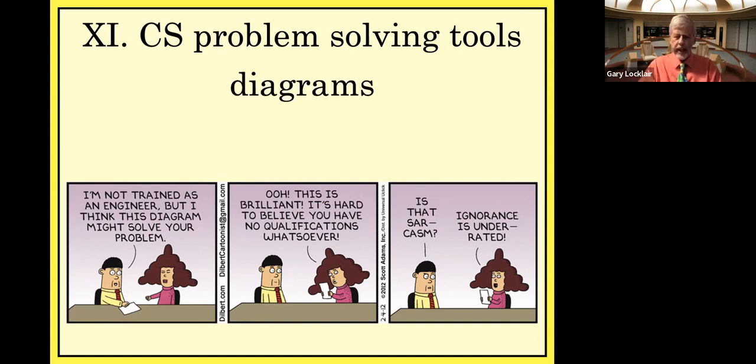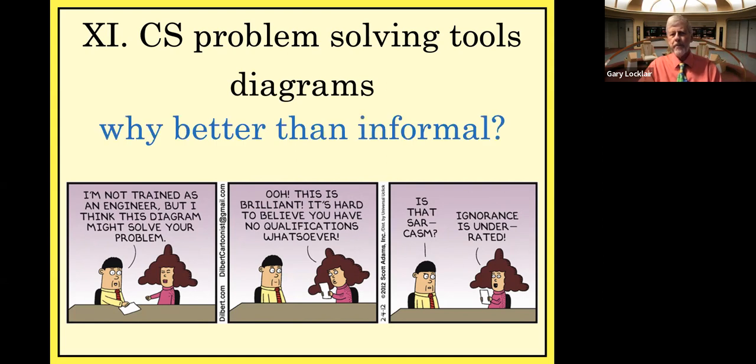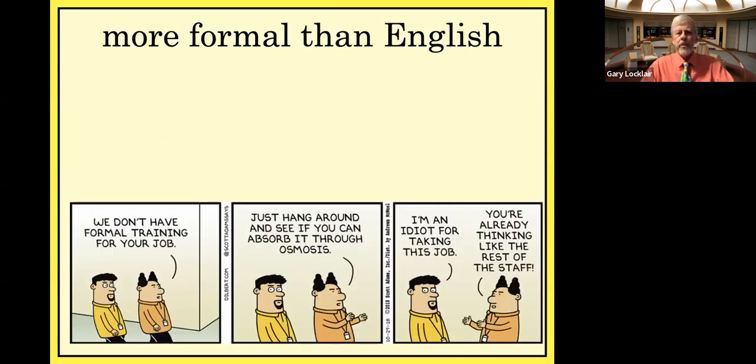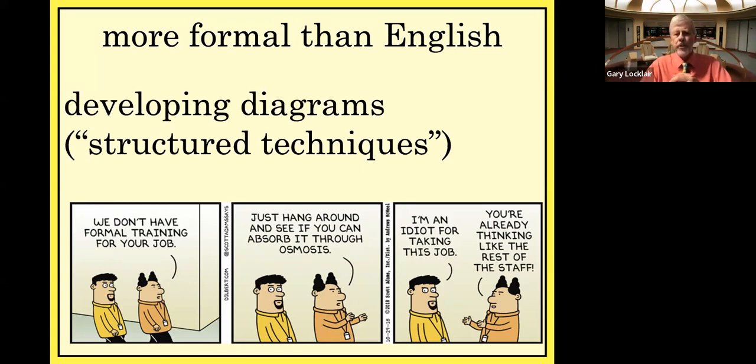I want you to look online at the text at the various diagramming tools. In addition to knowing what they are, like a use case diagram and a data flow diagram and similar things, tuck this question away in the back of your mind. Why are these diagrams better than informal specifications? Informal is English. The diagrams are more formal than English. They are usually referred to as semi-formal techniques, more formal than English. Sometimes they're called structured techniques.